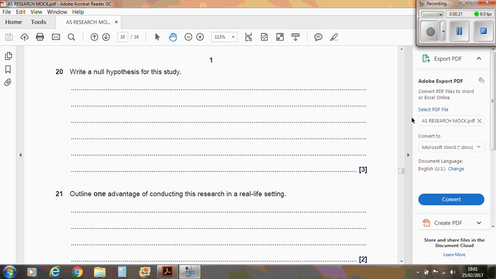If you'd written the word relationship, you got 0 because relationship is about a correlation, and it clearly states in question 19 that it's asked you to do an experiment. So you've got to have significant difference or significant effect.